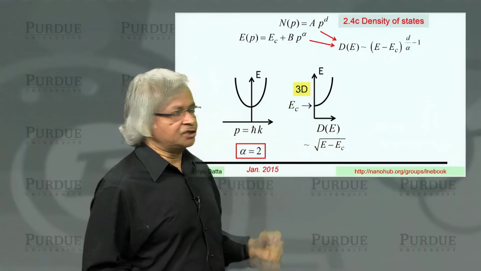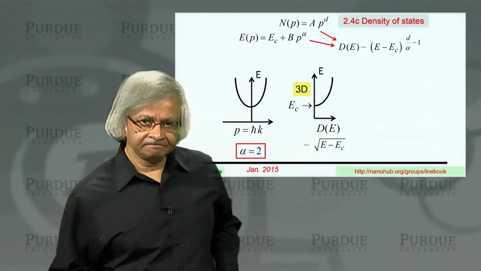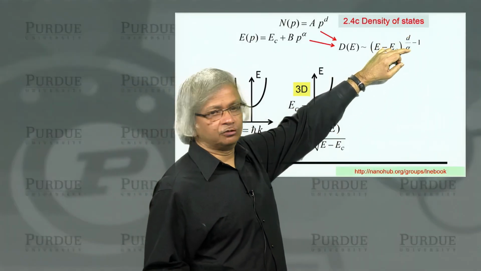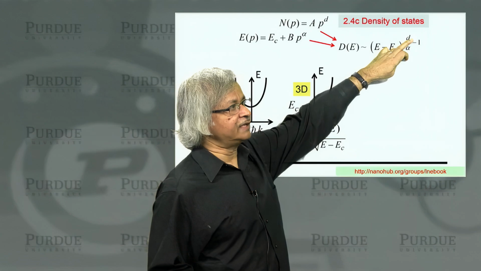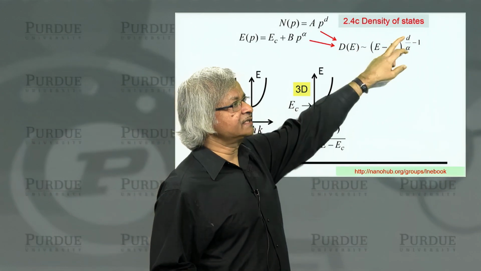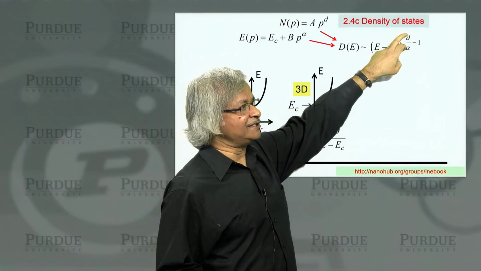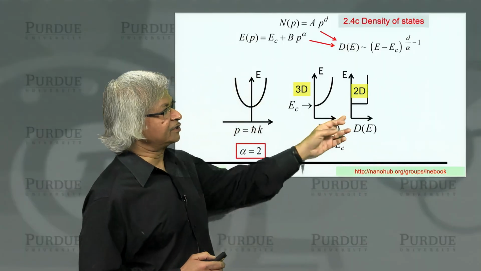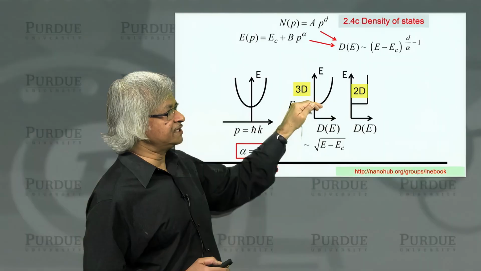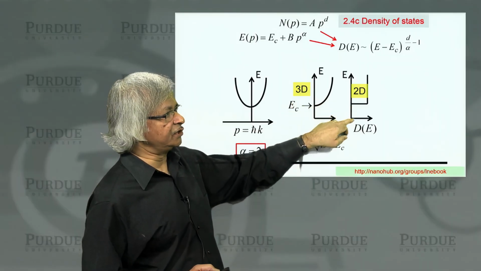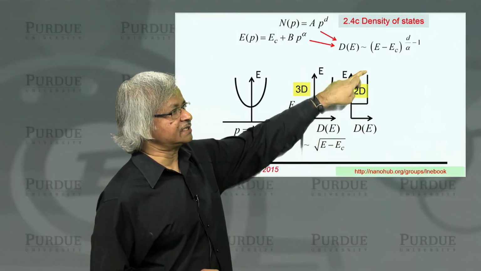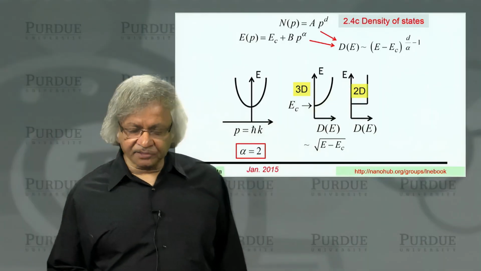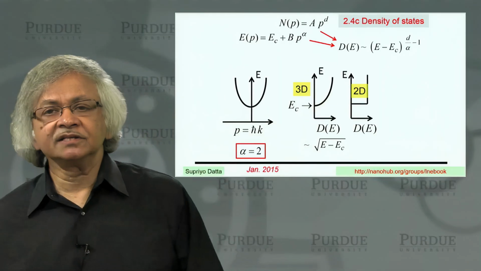Now, the answer will change if we consider, say, 2 dimensions. What do we get if we have 2 dimensions? Well, now it's 2 divided by 2, which is 1, minus 1, that's 0, which means the density of states goes like E minus EC to the power 0. It's like a constant. And so when you plot it, it will look something like this. Of course, below EC, there are no states, so here it's 0. But once you cross EC, it's a constant. That's this 2D result.